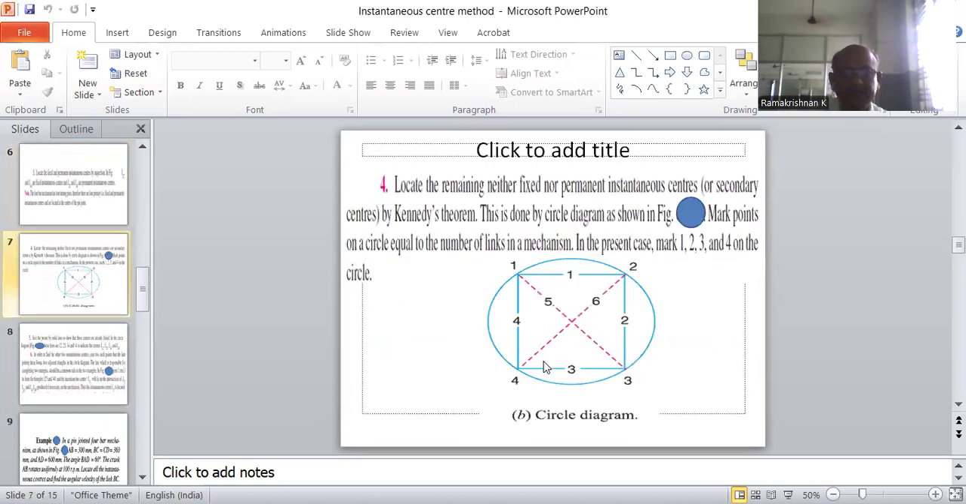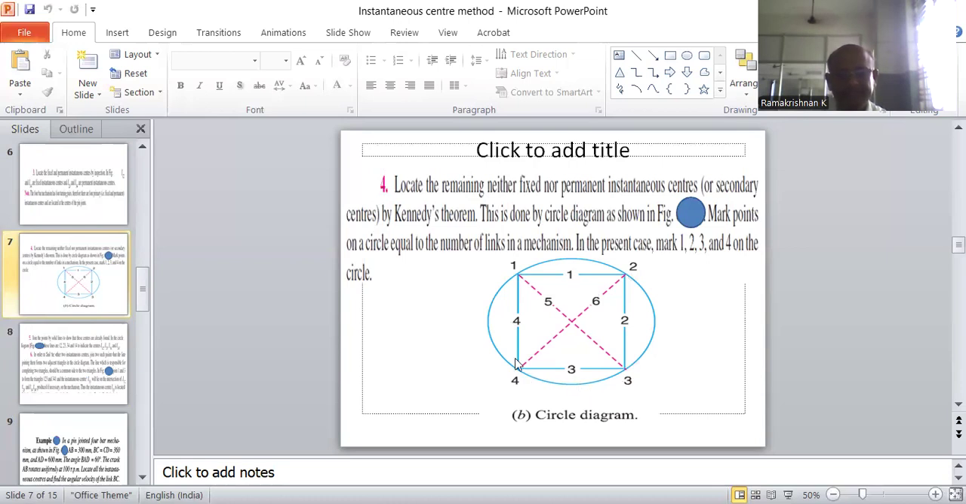Now let us draw a circle of any radius, draw a square, and mark 1, 2, 3, 4 for the 4 links. Here, in between 1 and 2, you write I-12, between 2 and 3, I-23, here I-34 and I-14. So there are 4 instantaneous centers. Next, we can find the I-13. Let us locate the I-13.